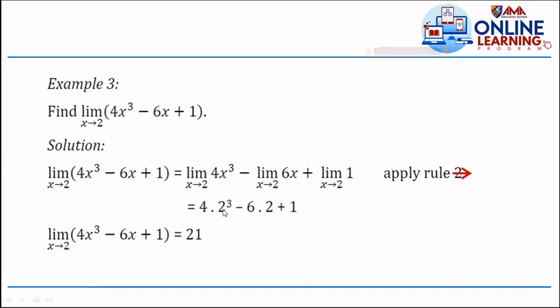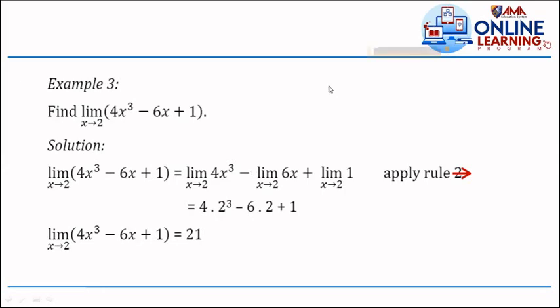Yung 2 raised to 3, if we're going to simplify that, 2 times 2 times 2. Tatlong beses mo siya i-multiply. So, 2 times 2 times 2, that is 8. 8 times 4, we have 32. Tapos dito, 6 times 2 is 12. So 32 minus 12 is 20 plus 1. So we have 21. Gets na, sir. Gets na.